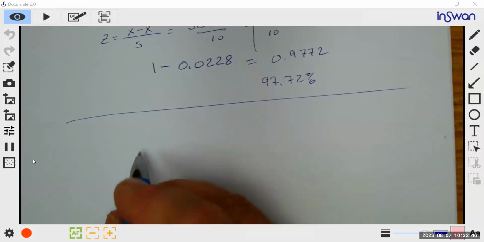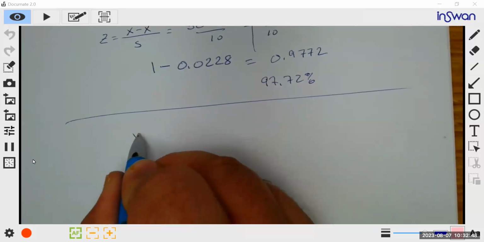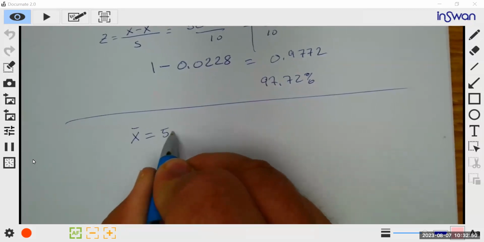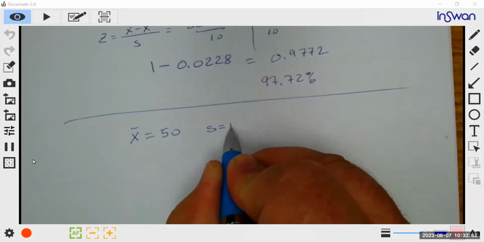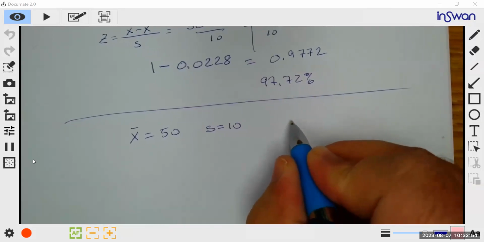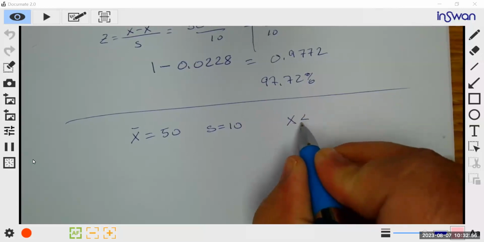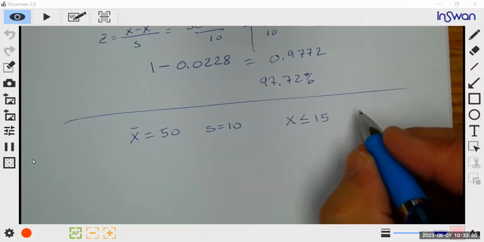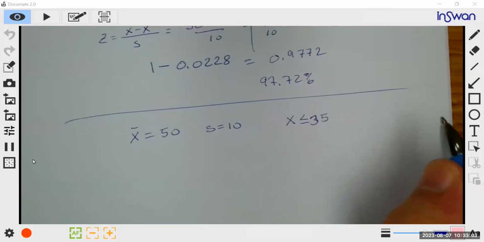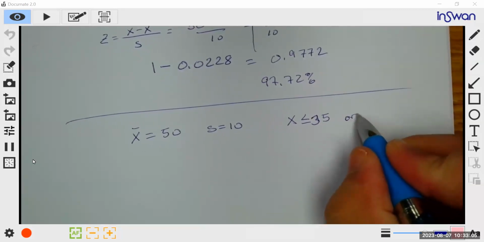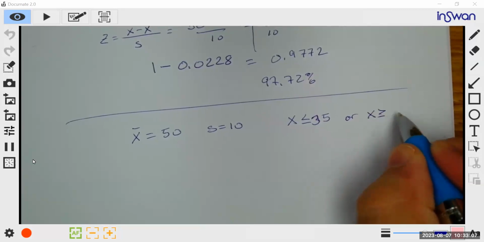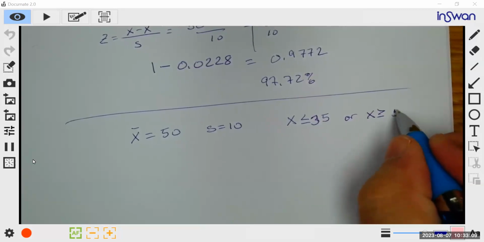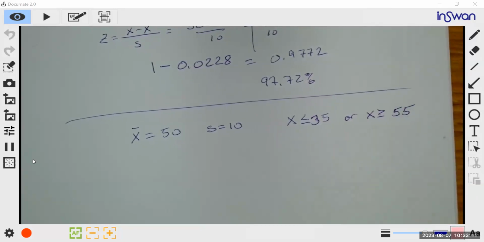How about this one? I'm going to use the same numbers. But this time I want X to be less than or equal to 35, or X is greater than or equal to 55.